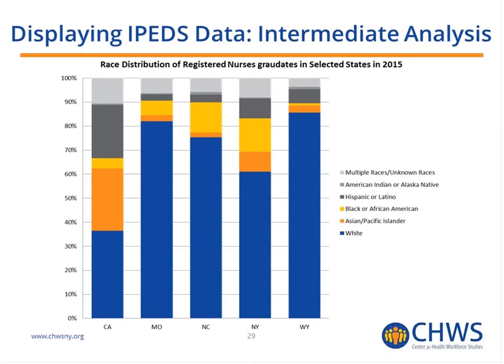So let's look at an intermediate analysis, and we actually started looking at race and ethnicity for RN graduates in the selected states. Again, we had to combine the graduation data, which was the third file, with the first file to get the states. We looked at race and ethnicity, and as you can see what our categories are.